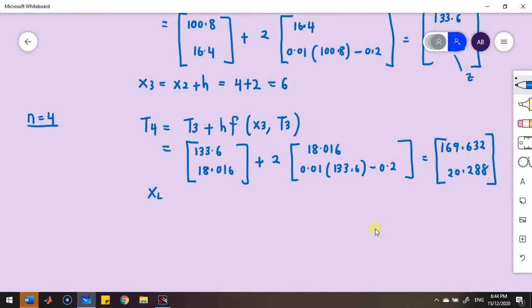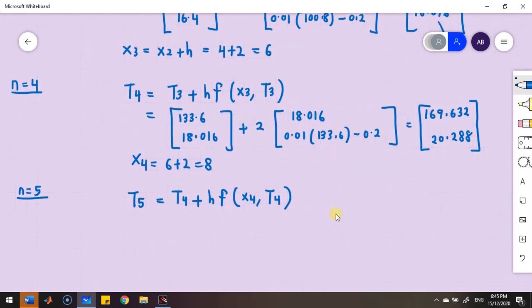Okay, so we have found x4, which is 6 plus 2 equals 8. And we have T5. T5 equals T4 plus h f of x4, T4. Now you can see that I'm writing very fast. This is where I can make a careless mistake, right? So I need to slow down. So my T4 is 169.632. Okay, and then this one is 20.288.